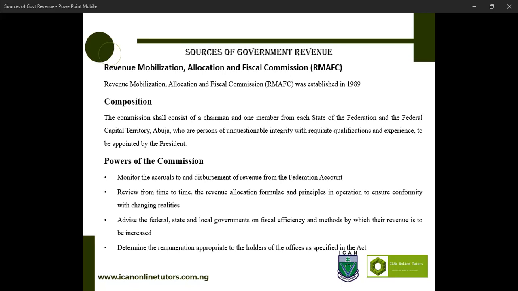So they give a clue on how to increase revenue within the federation or to the state government or to the local government. Advice is usually raised by the RMAFC. And this is part of the reason why consumption tax usually increases, value added tax, withholding tax, and we also have the PAYE. So it is the function of this RMAFC to give advice to the government at each level of the federation. They determine the remuneration appropriate to the holders of the offices as specified in the act. They are the ones that collate and give advice on the remuneration that is appropriate to all public officers, including the president.